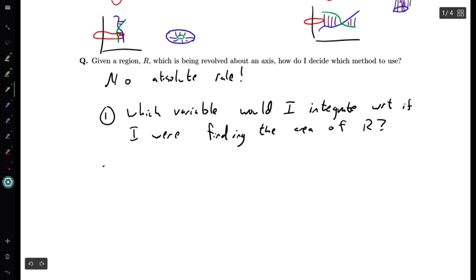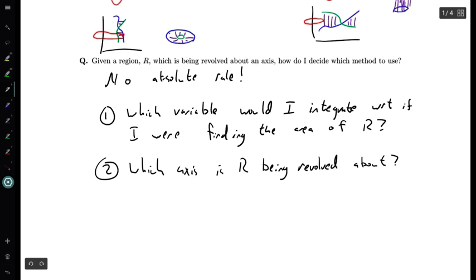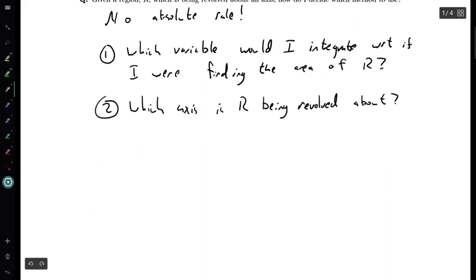The second question is, which axis is R being revolved about? This question is really easy to answer because the problem will tell you which axis R is being revolved about. So once we've answered these two questions, question 3 is going to be, are the answers to 1 and 2 the same?